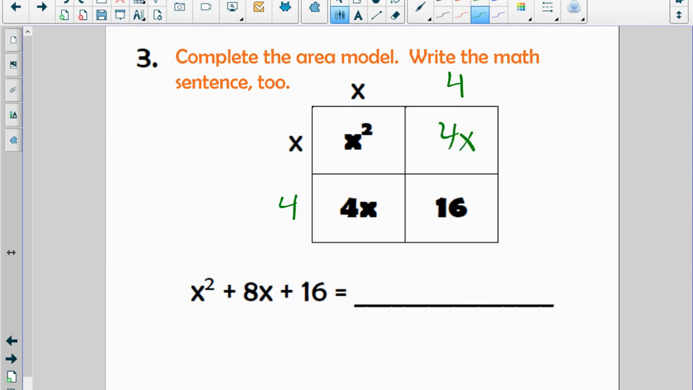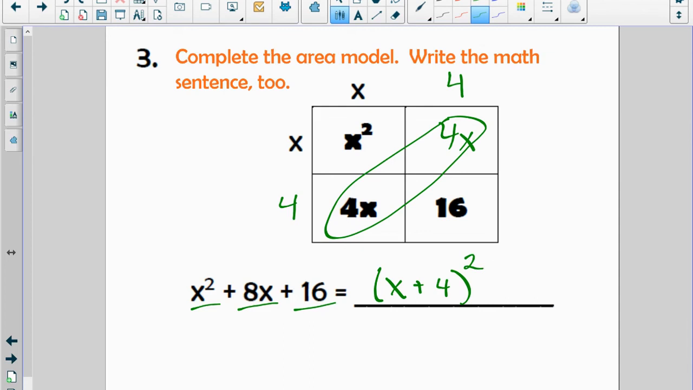And that's going to make this 4x. So I have a total area of x squared plus 8x plus 16. And that's the result of multiplying my length of x plus 4 times the width of x plus 4. So I write it as x plus 4 quantity squared. And I notice that 4 is a very important number here. When I double it, I get 8. When I square it, I get 16.